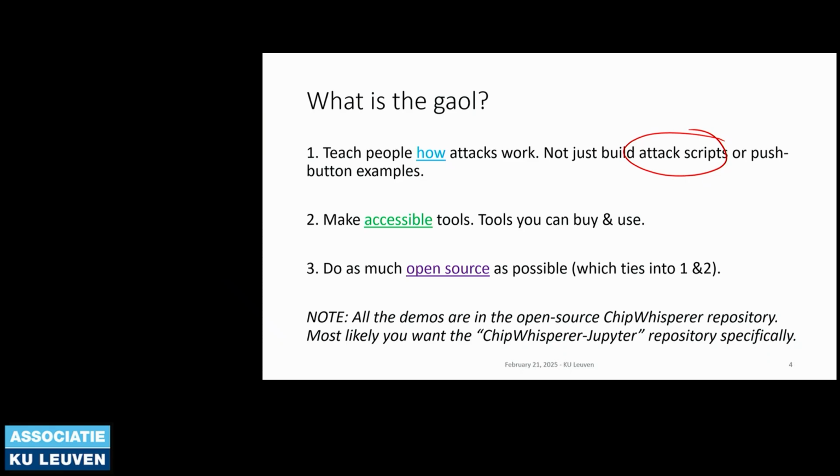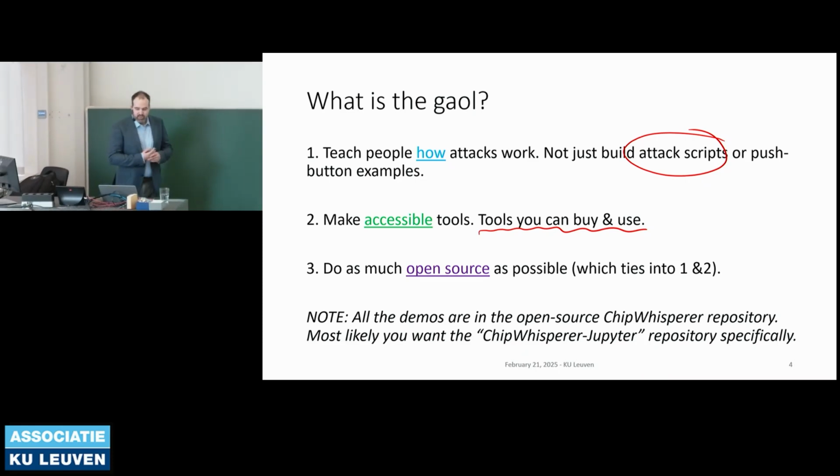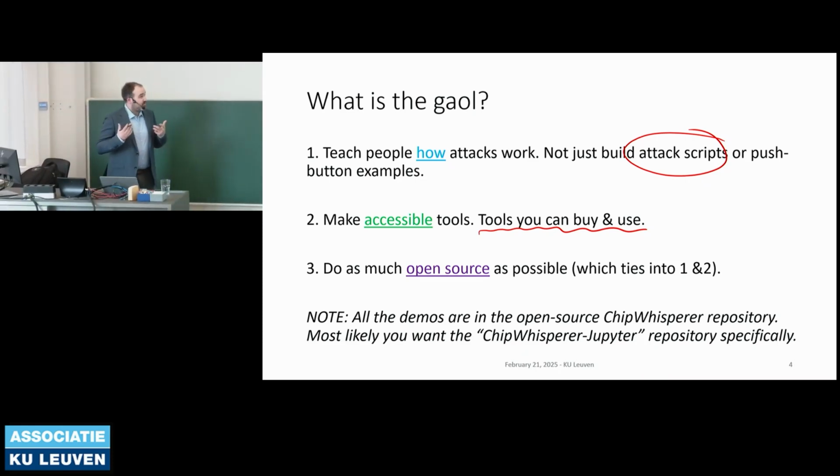The other goal is to make accessible tools, so tools you can buy and use. This is another big difference, right? The idea is that it's not just a tool that is only available to you at the university, but if you're doing this work on your own, or in a small company, it's also something you can use. So it's important to make sure that everyone has access to them. And doing this open source ties into one and two, right? If it's open source, you can understand how it works because you can look at the source code. It's also more accessible because the software is something you can access freely. You don't have to worry about export controls, about shipping things around.